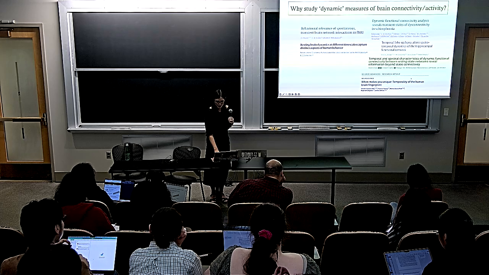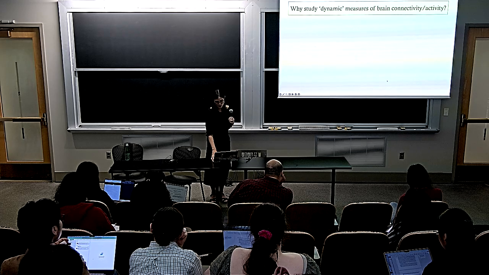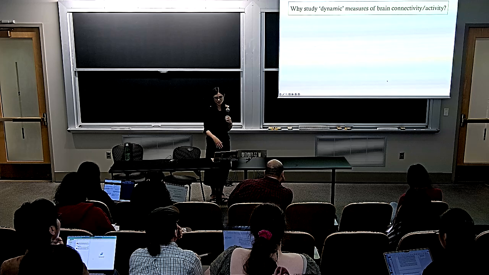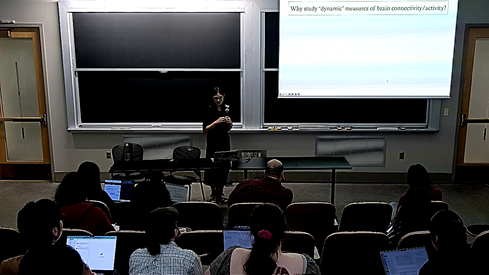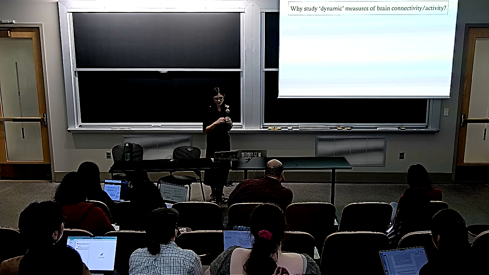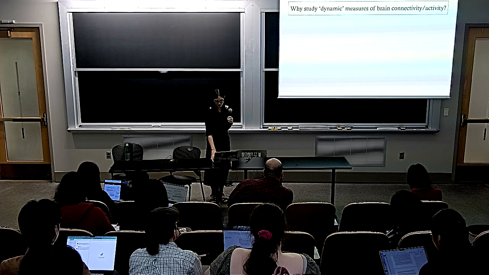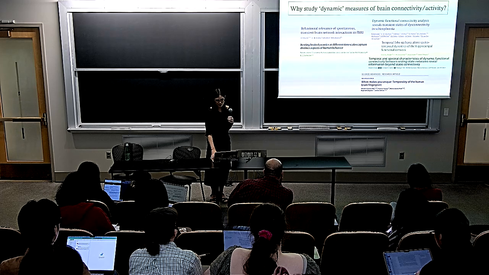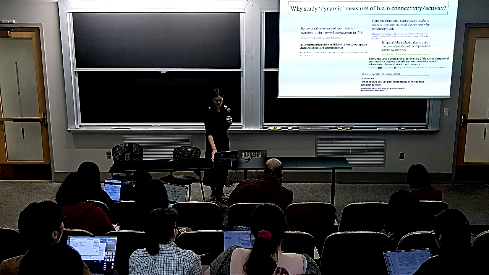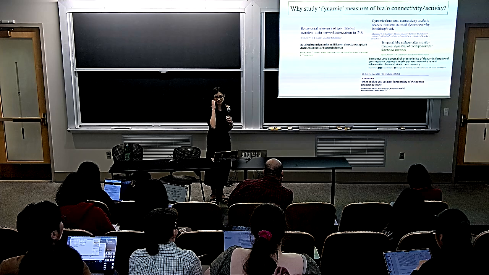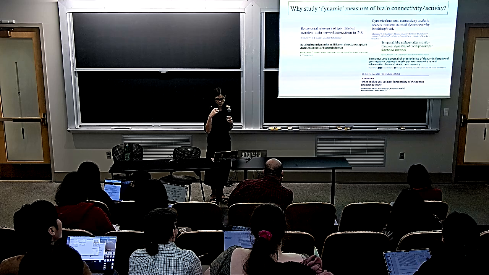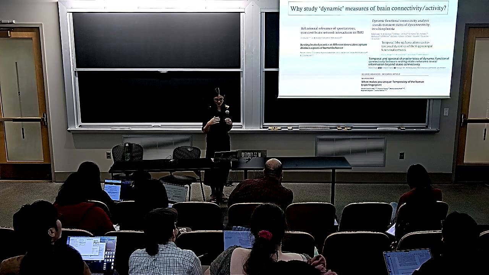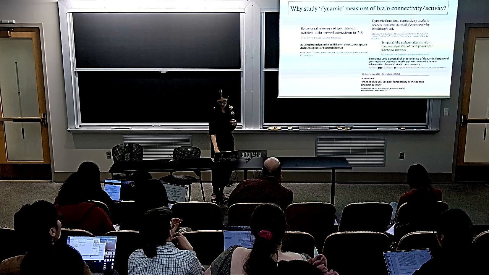Over the years, a number of studies have probed whether features extracted from the dynamics of regional or network interactions can provide important information about individuals. I've put up a set of studies here that, in one way or another, have shown that some dynamic feature extracted from our data may provide a more sensitive measure than the time-averaged measure of connectivity.